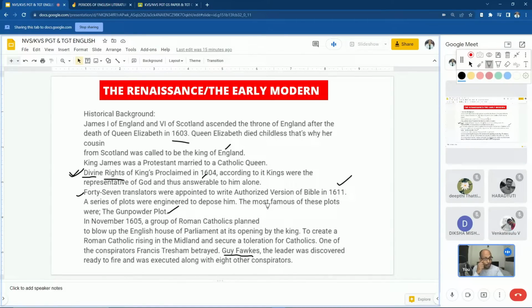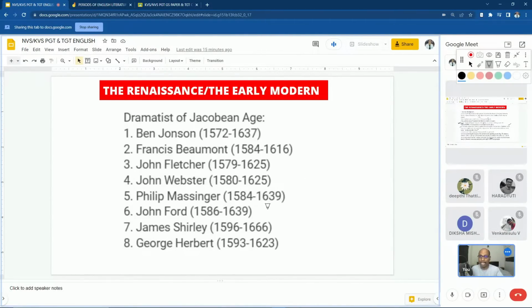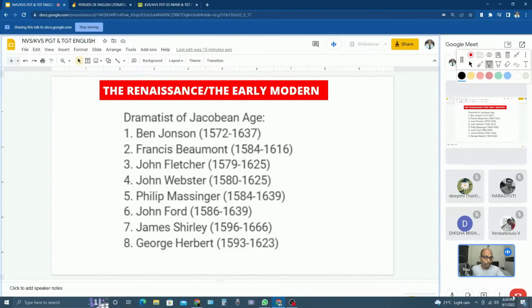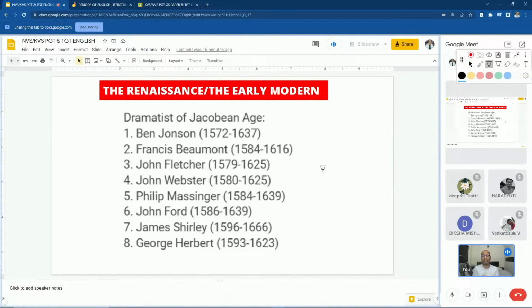King James I was a Protestant and he was against Catholics. Then, coming back to the important dramatists of the Jacobean age. These are important from an examination point of view, because they will give you 4 names and ask who is not a Jacobean dramatist. The important dramatists of the Jacobean age were Ben Jonson, Francis Beaumont, John Fletcher, John Webster, Philip Massinger, John Ford, James Shirley and George Herbert. These were the famous dramatists of the Jacobean age.